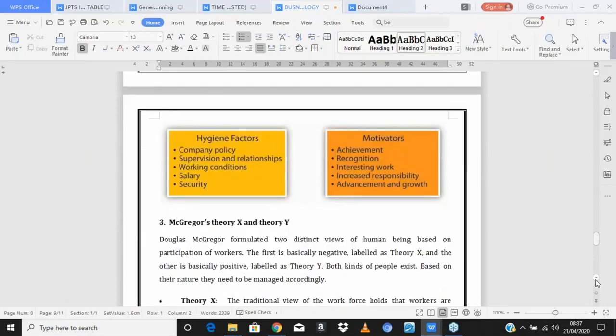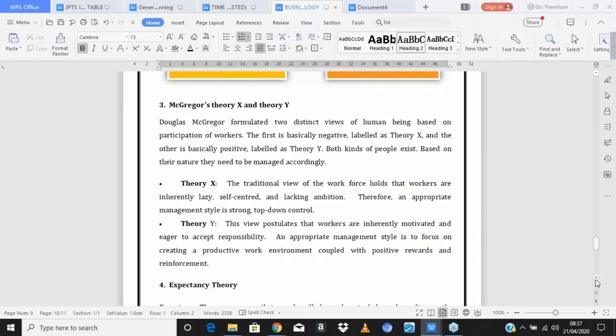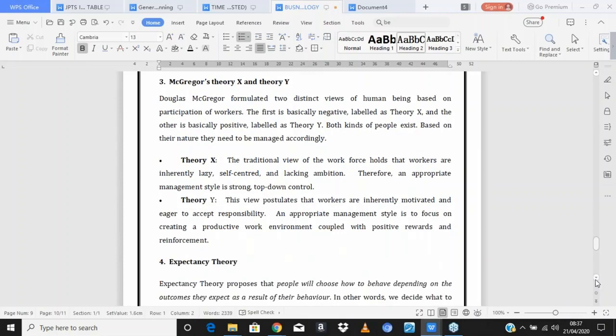Very quickly, the third one, as we begin to prepare for roundup, is what we call McGregor's theory of X and Y. We're looking at the different theories of motivation. Now, Douglas McGregor brought about two different views of motivation. The first is called theory X, and the second one he labeled as what? Theory Y. Now, theory X is the belief that workers within a work environment are lazy, they are self-centered, they lack ambition and drive.